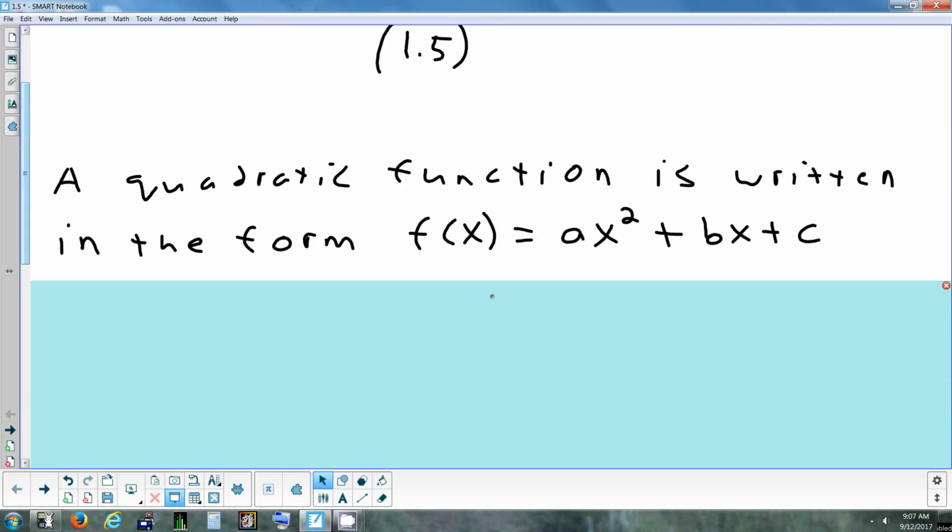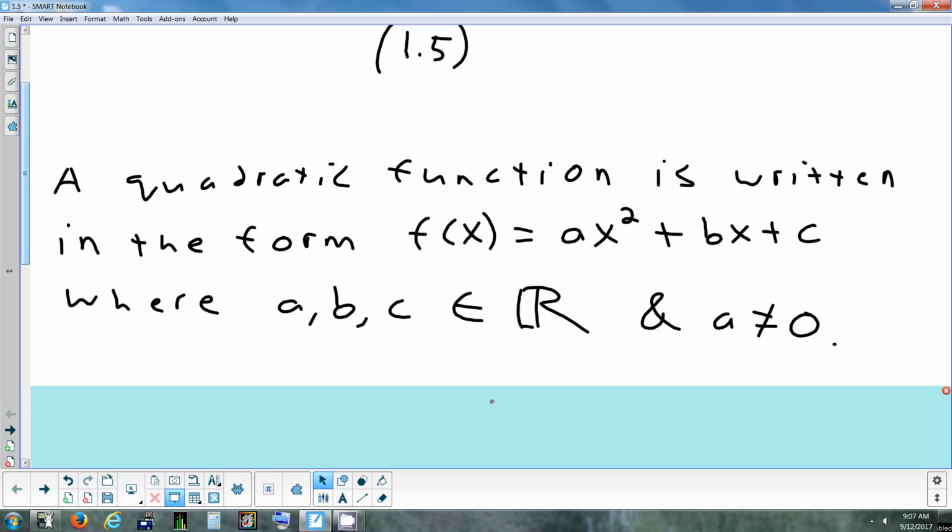So that's what a quadratic function looks like. It's of the form ax squared plus bx plus c. Now, b and c can be any real number that you want, and a can be any real number except 0.